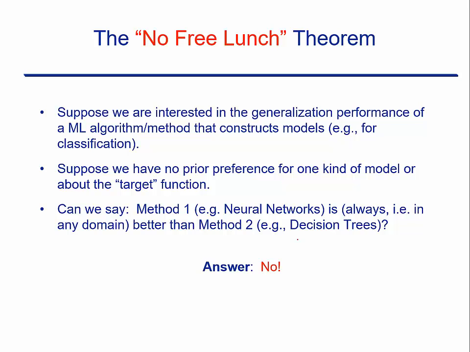So this is a justification for the statement that we can't say one machine learning algorithm is always better than another machine learning algorithm in any application domain. This is called the no free lunch theorem, which says there is no universally best model. The reason for this is that a set of assumptions that works well in one domain may work poorly in another domain.